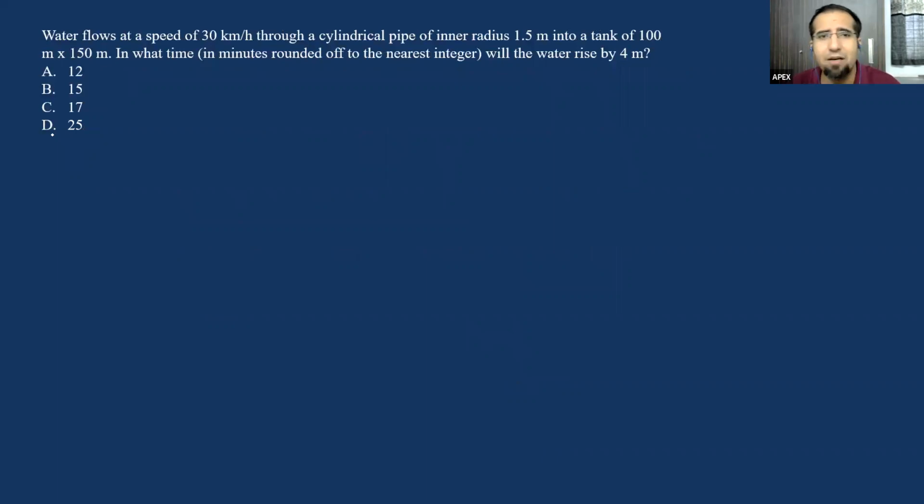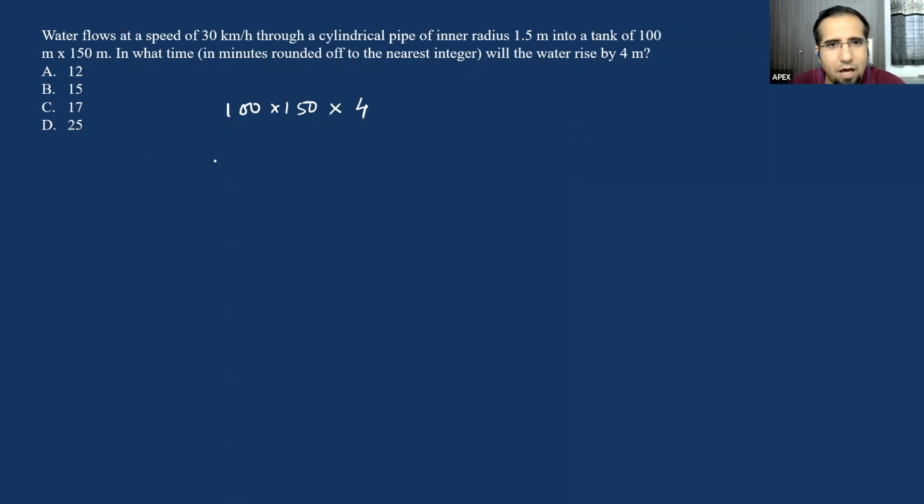Clear? Again, a very standard question on pipes and cisterns based on geometry. So water flows at a speed of 30 kilometers an hour with an inner radius of 1.5 into a tank of this much, and how much time will the water raise by 4 meters? That means I want the volume of water to be 100 into 150 is the length into width, and height to be raised by 4 meters.